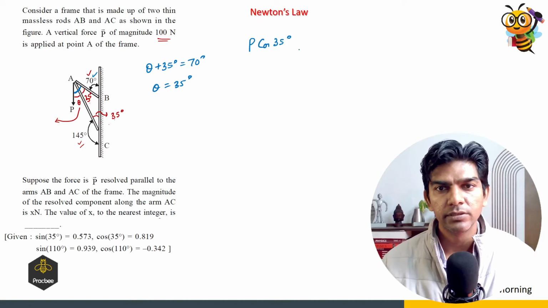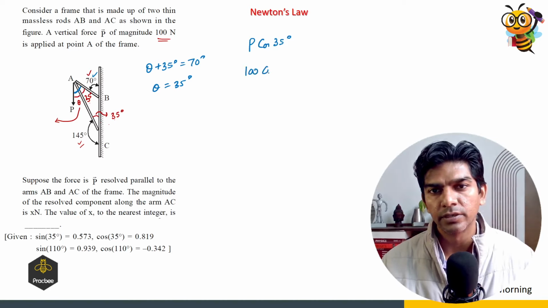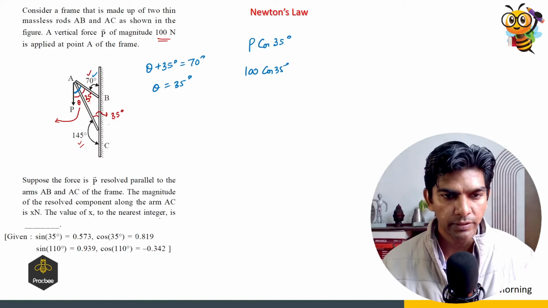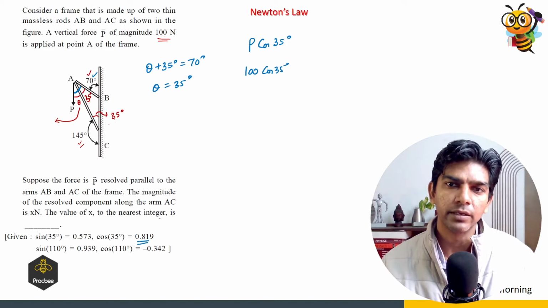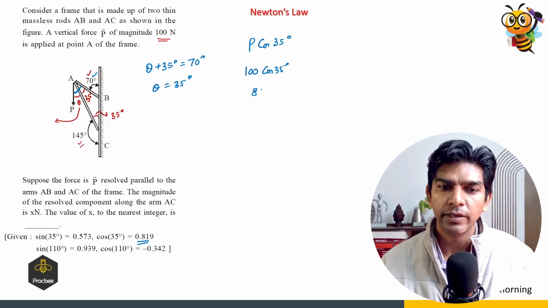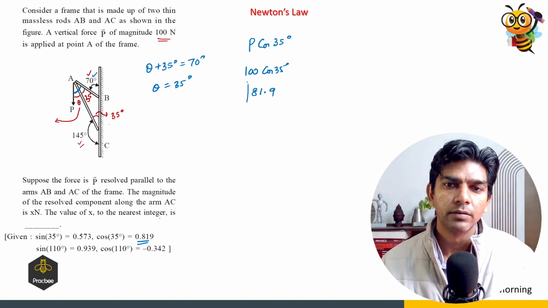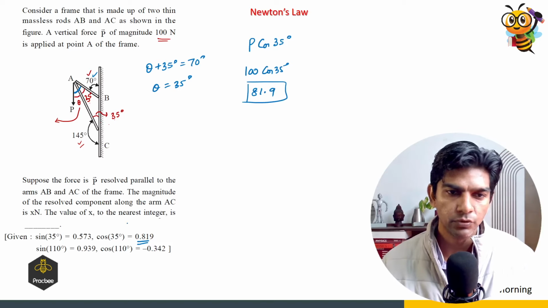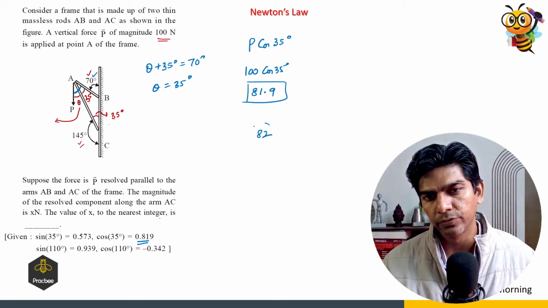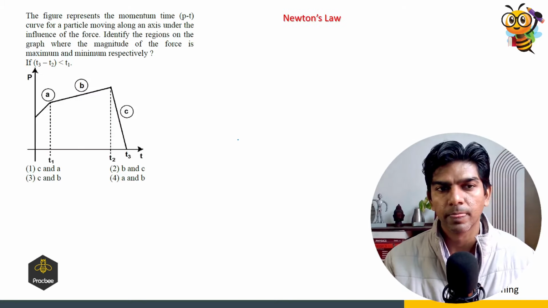And what is P? P is 100. So this will be 100 cos 35. And cos 35 is given as 0.819. So it will be 81.9 Newton. So we have to round this to the nearest integer. The answer will be 82. So 82 is the answer of this question.